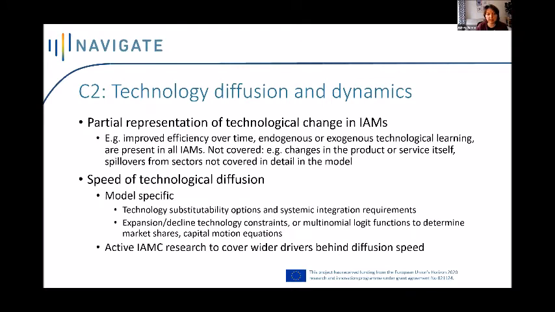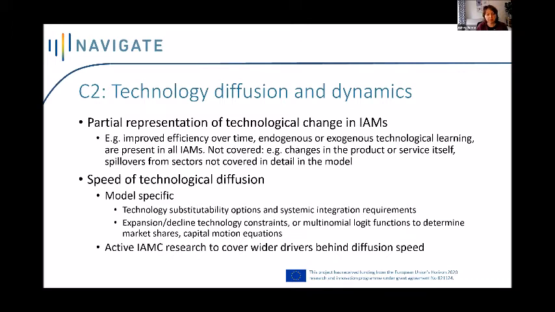If we go to the second key area, which is technology diffusion and dynamics, the models have been criticized for how they capture technology diffusion and the processes which determine the speed and the shape of these transitions. Technological change arises from a multitude of human activities, and some of the elements and drivers are represented in IAMs. For example, improved efficiency over time, endogenous or exogenous technological learning is usually present in all IAMs. However, less covered or not covered are changes in the product or service itself, for example, due to redesign or technology standardization, or spillovers from sectors which are not covered in detail in the model.